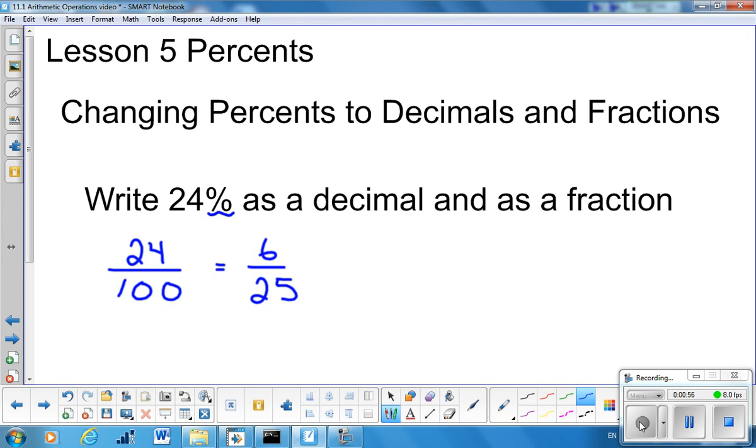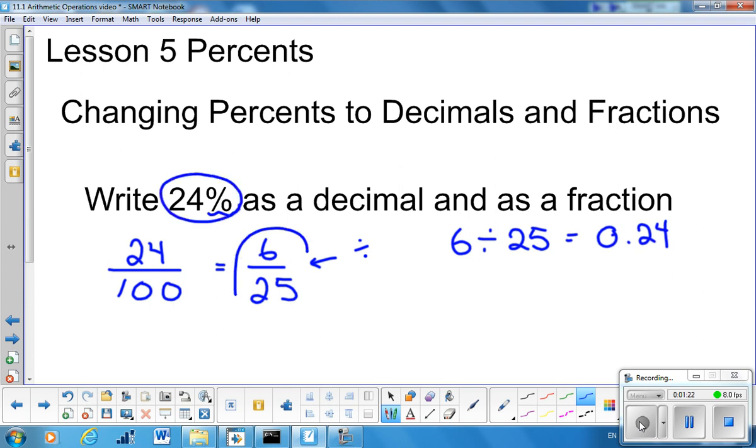To change from a fraction now to a decimal, we need to remember that this line also means divide. So we're going to do 6 divided by 25 to change into a decimal. 6 divided by 25 gives you a decimal of 0.24. So 24% as a fraction is 6 over 25, or 0.24.